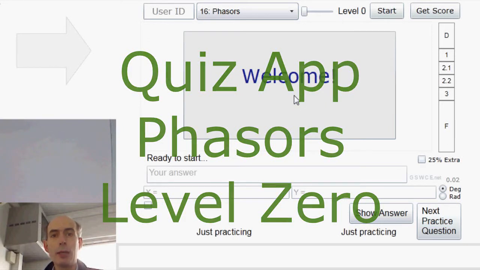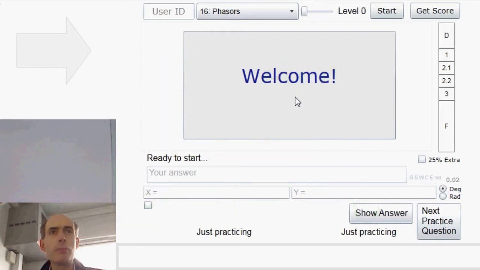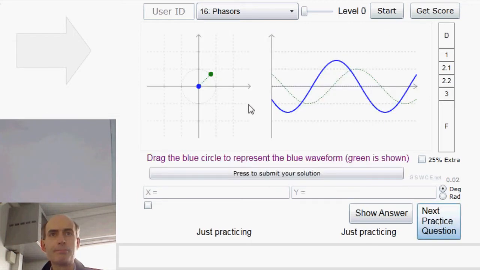First topic in analog electronics is phasors, and I'll do a couple of level 0 phasors questions to show you how the displays work. First one. This is a drag question.